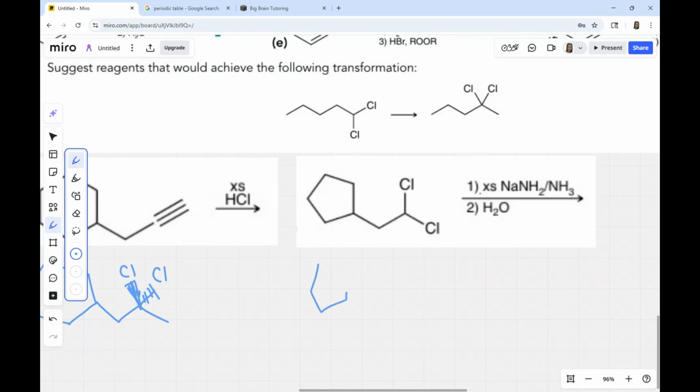These are hard to draw for me. Someone said I make them look like houses. They're just so hard. And so this is already a dihalide. This is already a geminal dihalide.